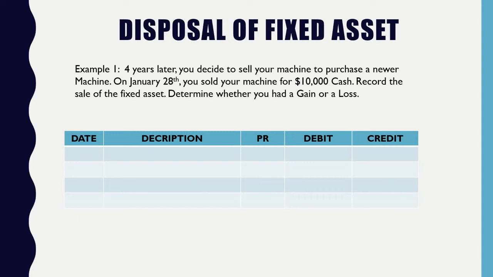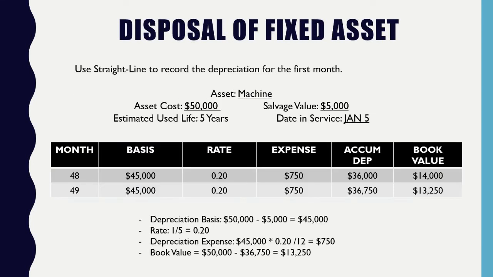So how do I go ahead and determine my numbers? Well, in this case, I originally bought my fixed asset on January 5th. I started depreciating as of January. I'm going to sell it as of January 28th. That means I used it for 4 years and 1 month because I'm choosing to sell it at the end of January. That means I have to depreciate it for that last month of January. So that's exactly what I did here.